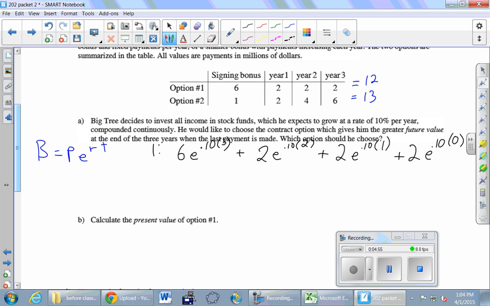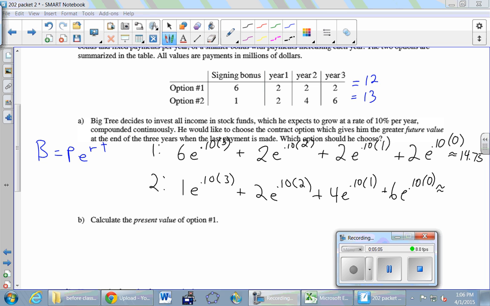Okay, so somebody at each table crunch that on the calculator, but only one person do that, and the rest of the people write down the expression for option 2. And then let's just get at least one calculator person to give us a number. Anybody have that? How much? 14.21?